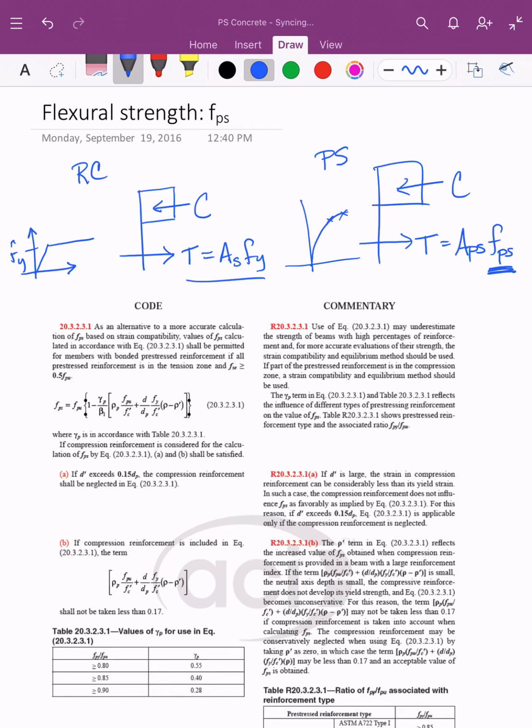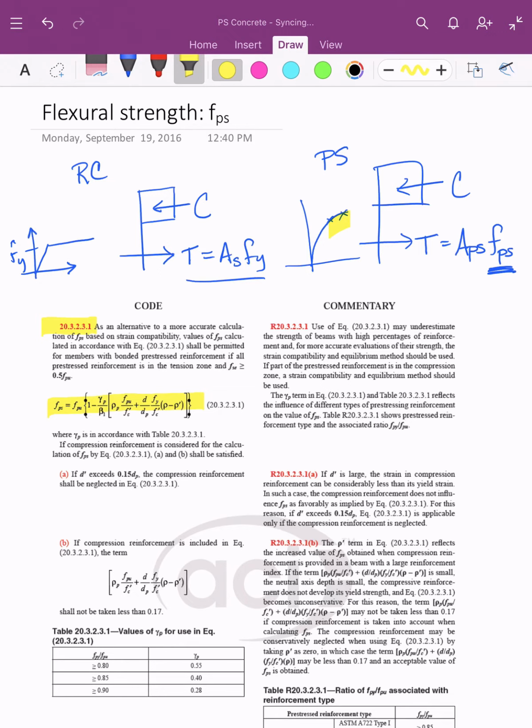So we can try to do that and do an iterative process, but in the code they actually allow you an alternate, and this is out of the code, and you can see the section number here, 20.3.2.3.1. I'd encourage you to go look it up, but I've put it in here. It says, as an alternate to the more accurate calculation based on strain compatibility, which I'll show you later, but that's an iterative process, they let you use this equation in the code for f sub ps.